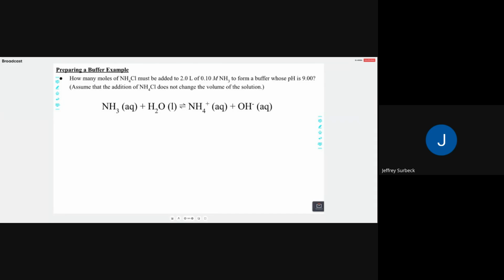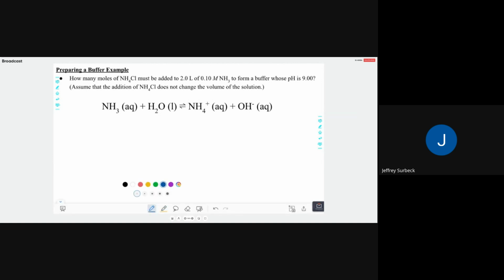All right, so here we go with this. Yesterday we introduced a buffer. A buffer has to have a weak acid and its conjugate base, or if we use a base like we're going to use here, a weak base and its conjugate acid. If we have that available, we are going to use the Henderson-Hasselbalch equation.